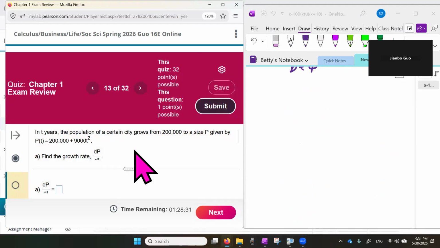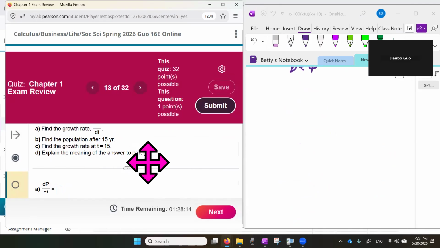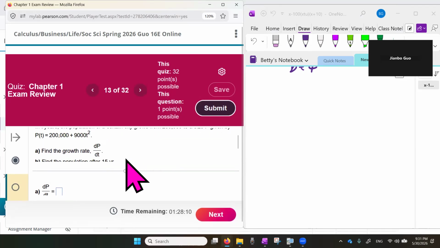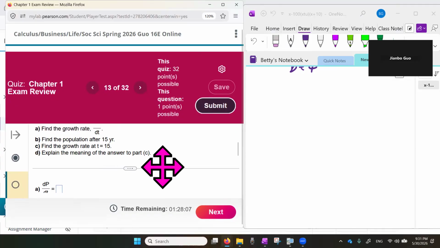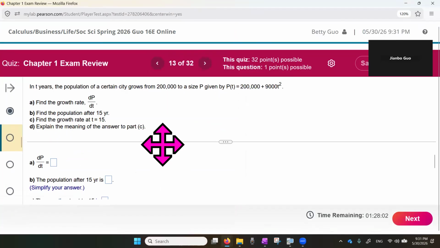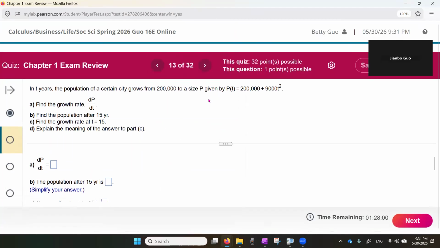Here is number 13. In t years, the population of a certain city grows from 200,000 to a size P given by this function. This function is polynomial, quadratic. Find the growth rate dP/dt, and maximize it. Okay, so part A. Part A is to find the derivative, right?